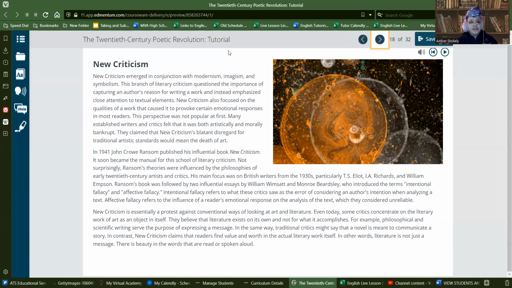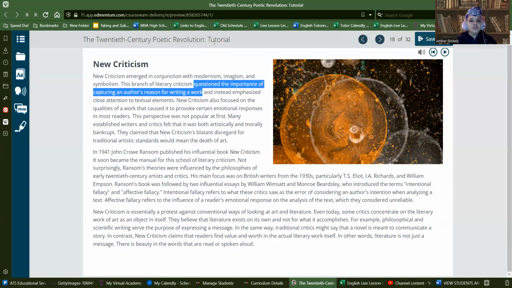And the importance of new criticism was to question the importance of capturing an author's reason for writing a work. So again, just to reiterate and remind you, classical and traditional writing meant that it was important to figure out what the author was trying to say. What was the reason why this was written? And using that as the judgment for if something was meaningful or good or bad.